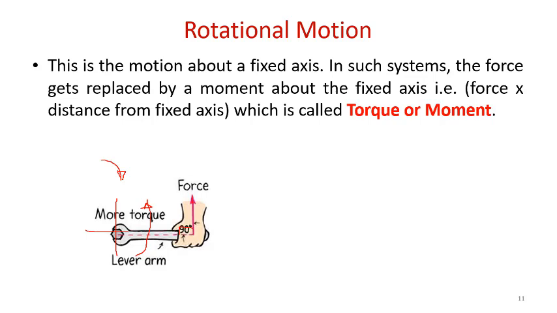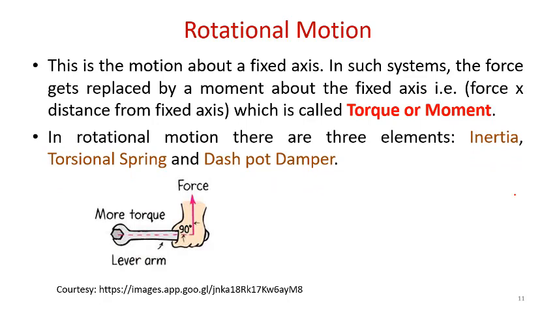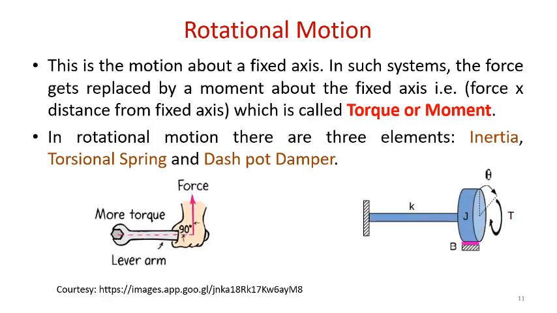In rotational motion, there are three elements. One is the inertia, that is the moment of inertia, then the torsional spring, and a dashpot or a damper. How these three elements are represented in a diagram of a torsional element in the case of a control system can be seen here.